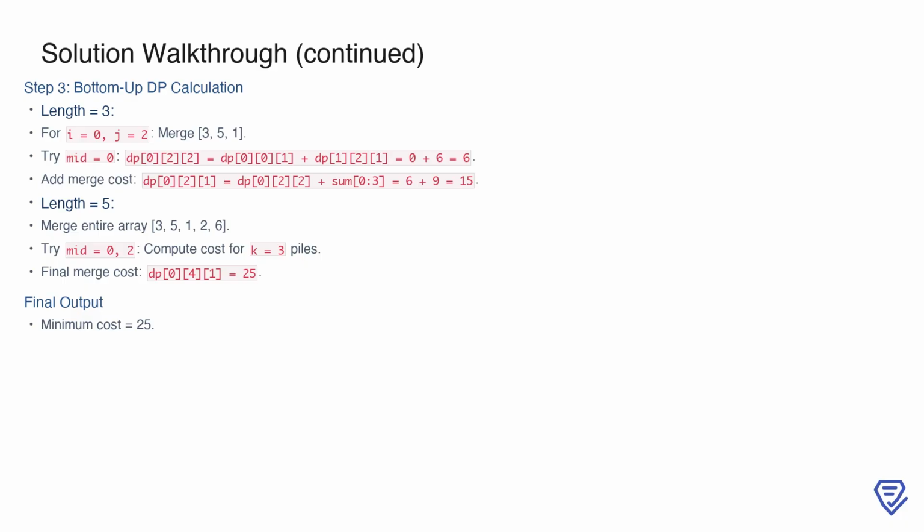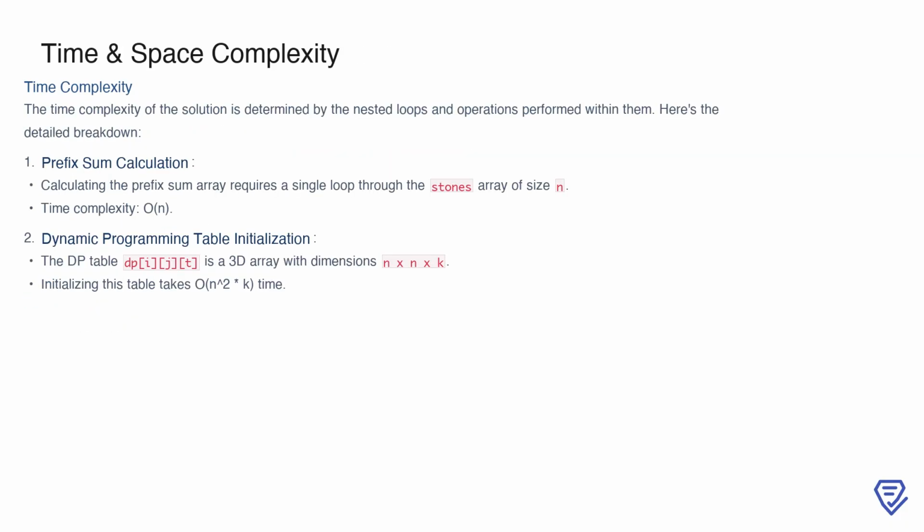Adding the merge cost gives dp[0][2][1] equals dp[0][2][2] plus sum(0, 3) equals 6 plus 9 equals 15. Finally, for the full array of length 5, 3, 5, 1, 2, 6, we compute the cost of merging into three piles, testing possible splits. After calculating and adding the merge cost, the minimum cost to merge the entire array into one pile is found to be 25.